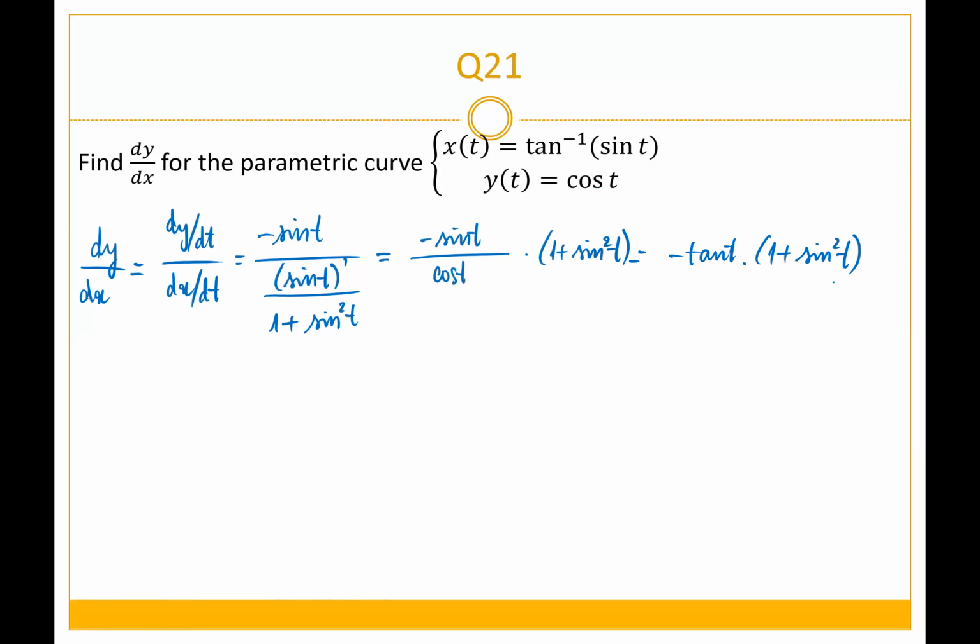So nothing really new, but it combines the definition of derivative in a parametric curve with the derivative of some inverse trig function. Remember here, the thing inside the bracket is not simply t, but sine t. So you have to include the derivative of sine t because of the chain rule.